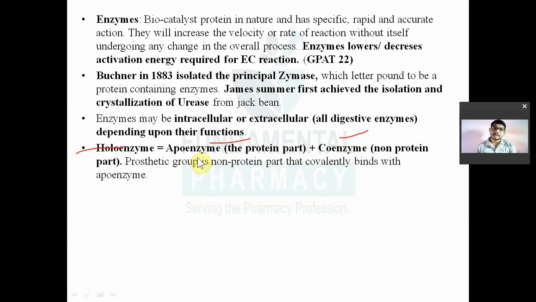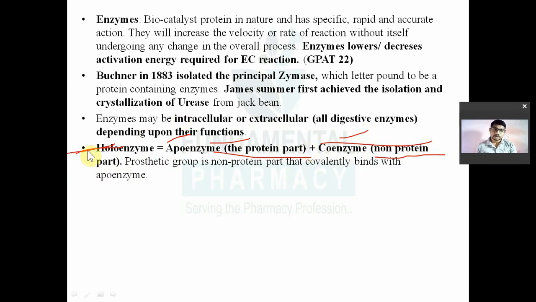So apoenzyme is the protein part of your enzyme, and the non-protein part of your enzyme is known as a coenzyme. ये बहुत बार पूछा है इसके बारे में. So the active enzyme, holoenzyme, consists of apoenzyme and coenzyme. The holoenzyme is the active enzyme; it is made up of two parts, protein part and non-protein part. The protein part is known as apoenzyme. इसके ऊपर भी एक दो बार क्वेश्चन आ चुका है. So apoenzyme is the protein part and coenzyme is the non-protein part.